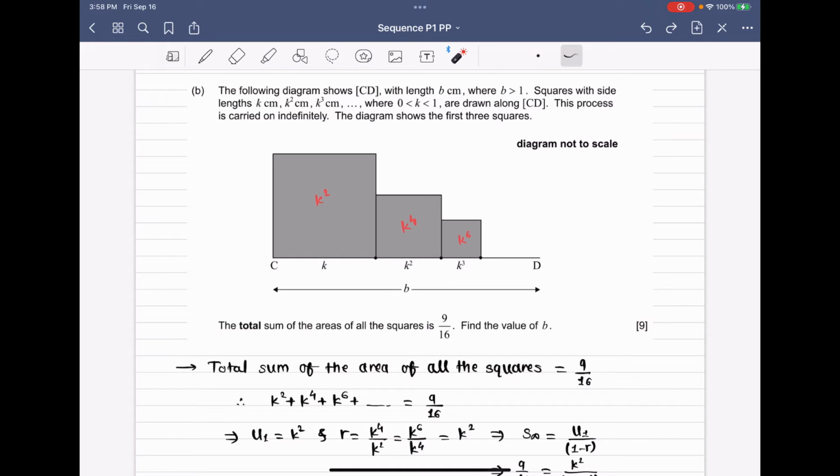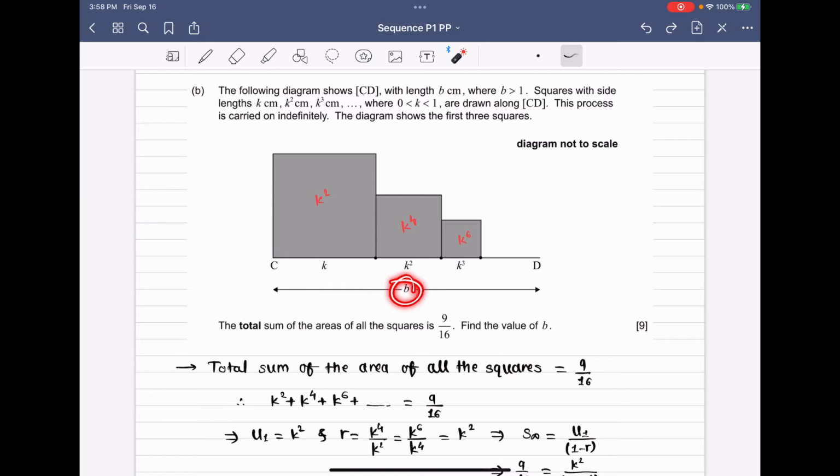This process is carried on indefinitely, that means infinitely. The diagram shows the first 3 squares. So the first square has a length of K. So if this is K, this is also K, this is also K, and this is also K. The condition is that the total, what does it mean? Addition. The sum of the areas, that means this area, this area, this area infinitely, is given as 9 by 16 and they want the value of B.